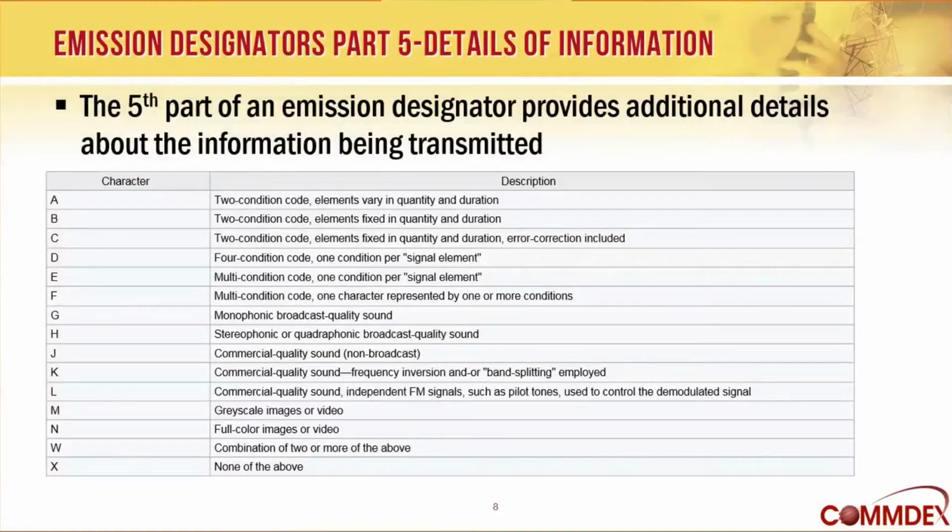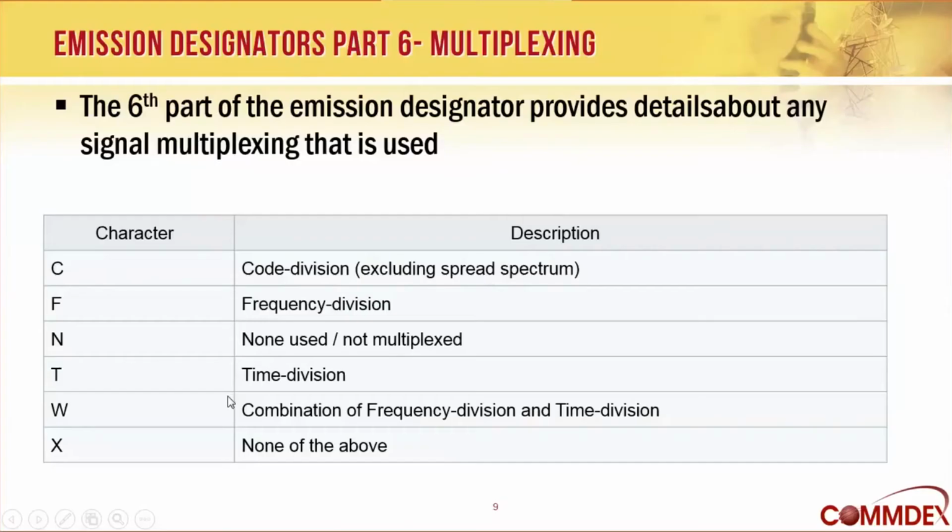And the fifth part gives any additional detail necessary to describe the signal. These mostly apply to broadcast type emissions where they might be mono or stereo, commercial grade sound, grayscale, or full image video. So we may not see this in the land mobile radio designator. And then the sixth and final part provides any additional information about any multiplexing that might be used.